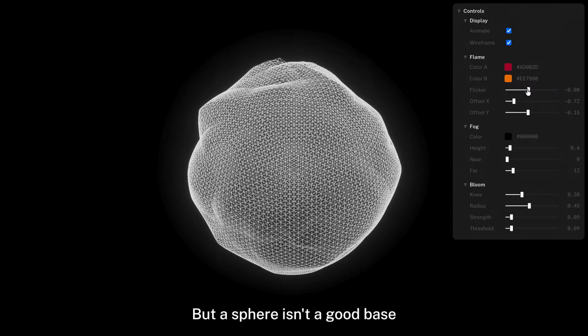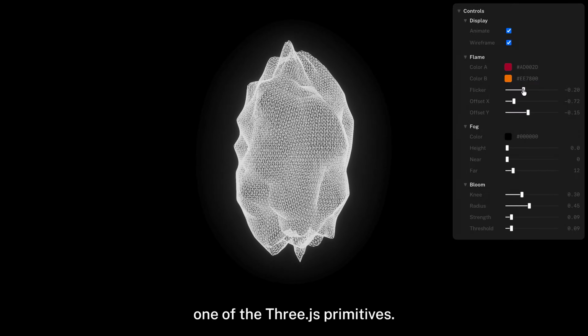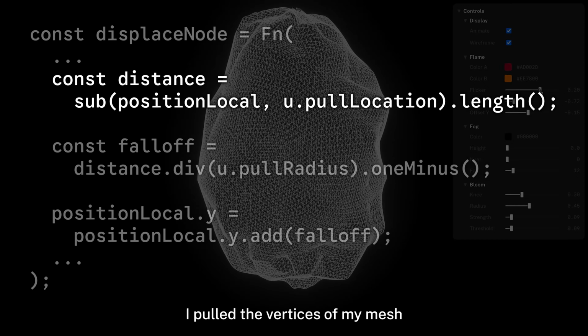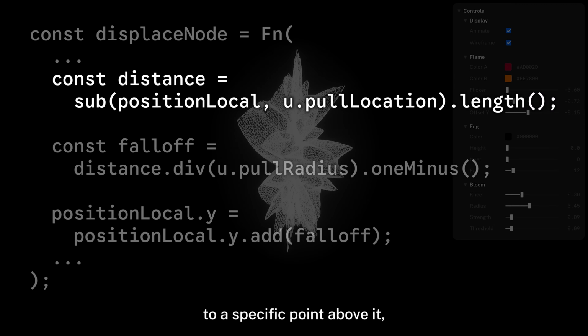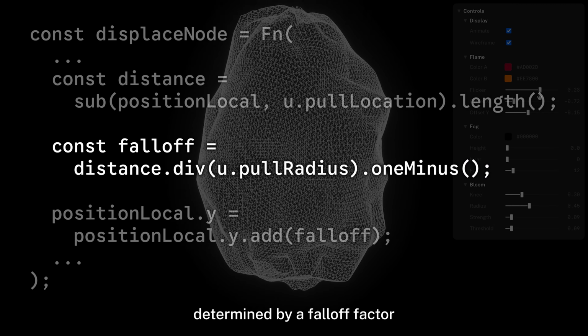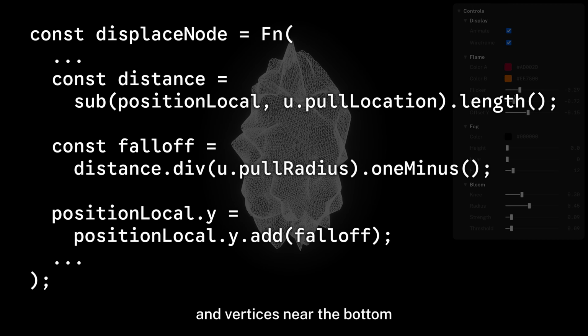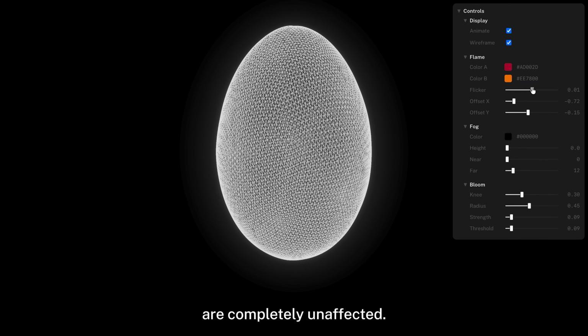But a sphere isn't a good base shape for a flame, so I added some code to stretch it into an egg. In Blender, I would just use the grab brush or proportional editing, and I think that's the better way to create your own base shapes, if they don't fit neatly into one of the Three.js primitives. But for this, I used code. I pulled the vertices of my mesh to a specific point above it, with the pull strength determined by a falloff factor, so that vertices near the top are strongly affected, and vertices near the bottom are completely unaffected.